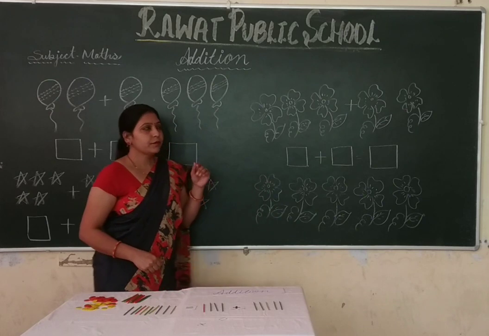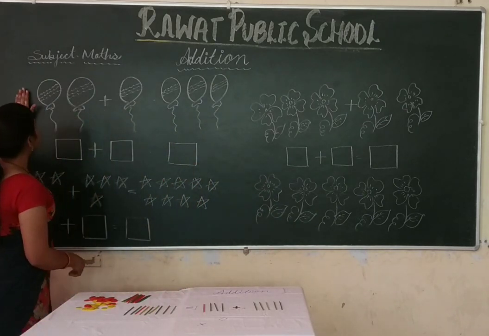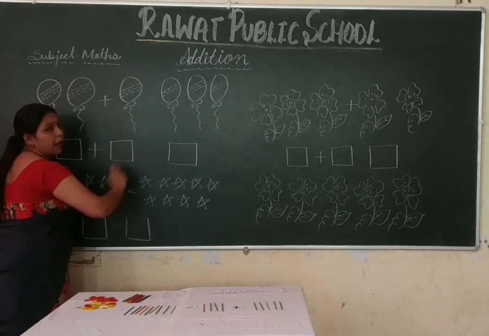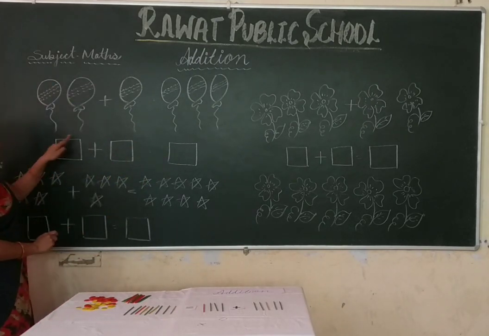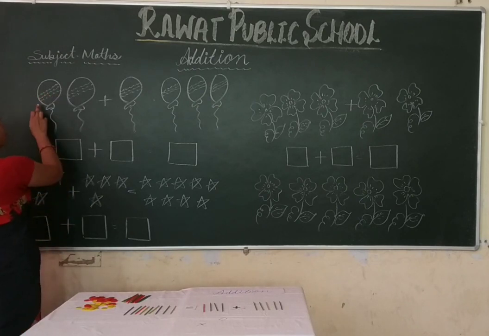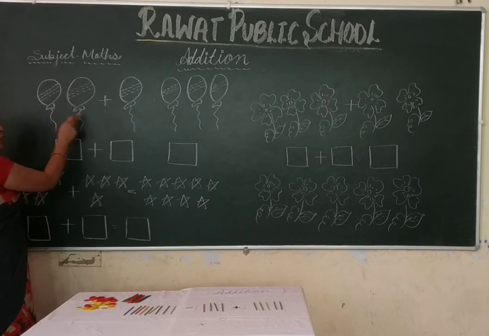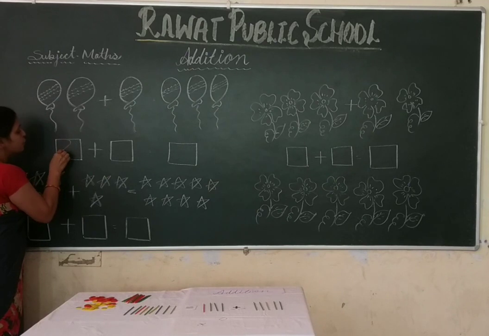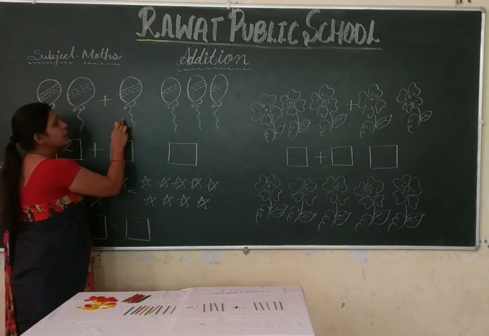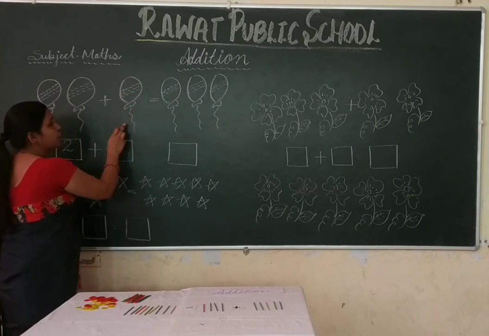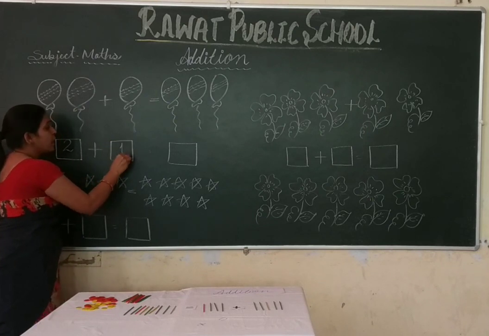Let's start. Yes, students, see, just count the picture first and complete this. First, see, these are the balloons. Just count it. 1, 2. How many balloons are here? 2 balloons. So write it here. 2. Next, here it is only 1 balloon. So write it here. 1.